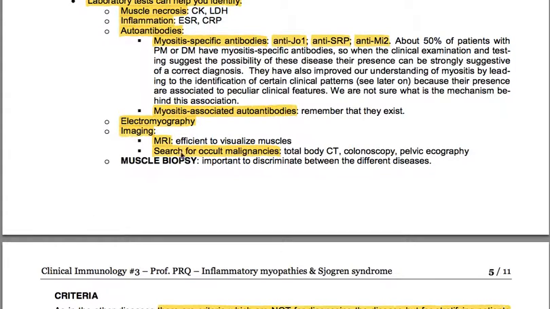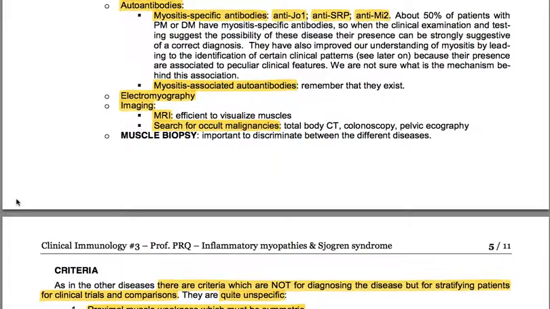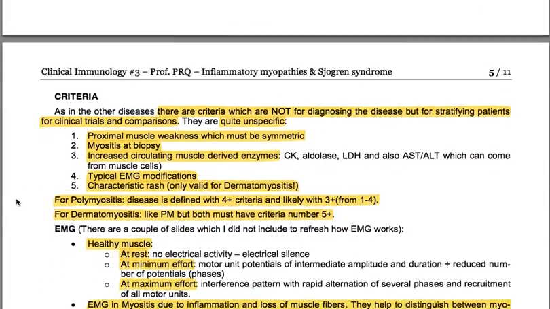We have imaging. MRI is efficient to visualize muscle, and imaging is also used to search for occult malignancies. So we use total body CT, colonoscopy, and pelvic echography. Muscle biopsy is important to discriminate between the different diseases.